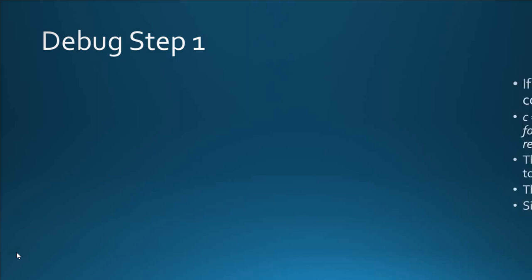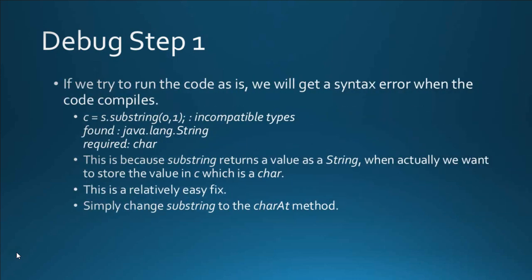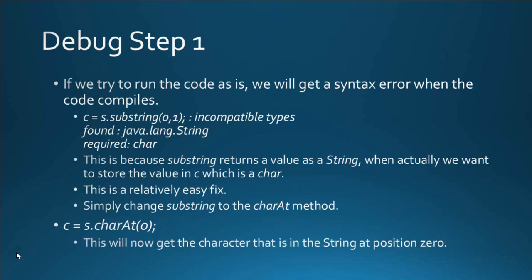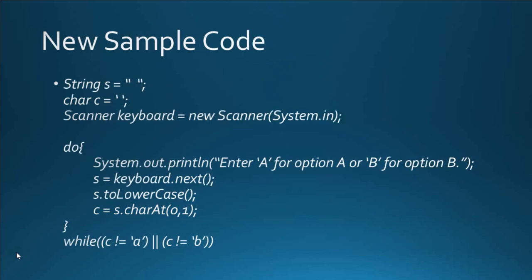All right, so let's go ahead and look at our first step here with debugging. If we try to run the code as is, we're going to get a syntax error when the code compiles. c equals s.substring(0,1): incompatible types. Found java.lang.String, required char. This is because substring is going to return a value as a string when we actually want to store the value in c, which is a char. Now this is a relatively easy fix. Simply change the substring method to the charAt method. So it changes to c equals s.charAt(0). This will now get the character that is in the string at position 0. And you can see we've now replaced that line of code.